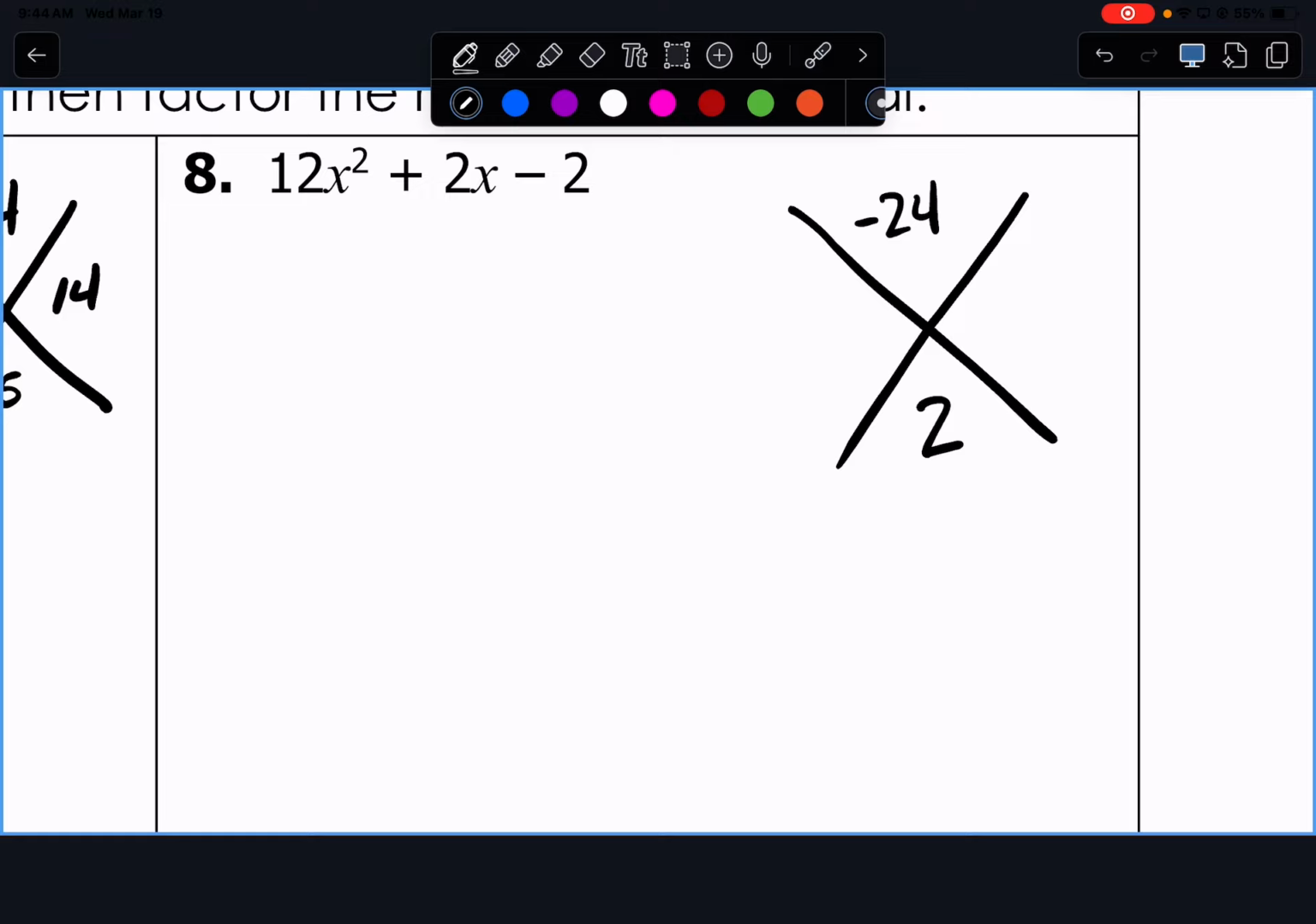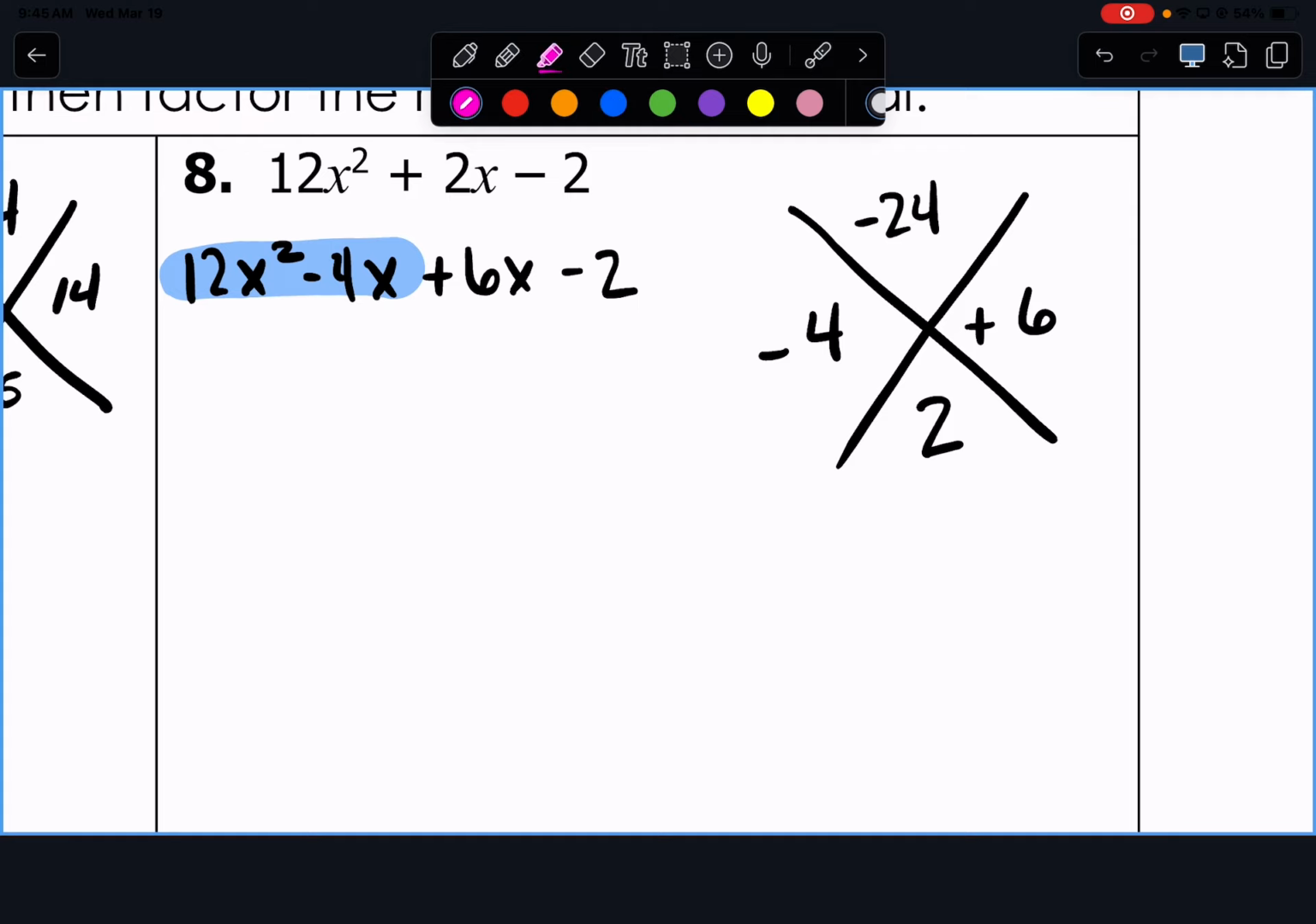Okay. What factors of negative 24? So negative 24, that means what signs do I need? One of each. What do I need? Which factors? 1 and 24, 2 and 12, 3 and 8, 4 and 6. 4 and 6. Which one needs to be positive? Which one needs to be negative? 6 needs to be positive. So then we do 12x squared minus 4x plus 6x minus 2.